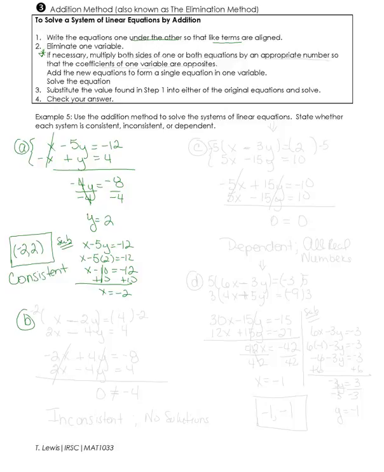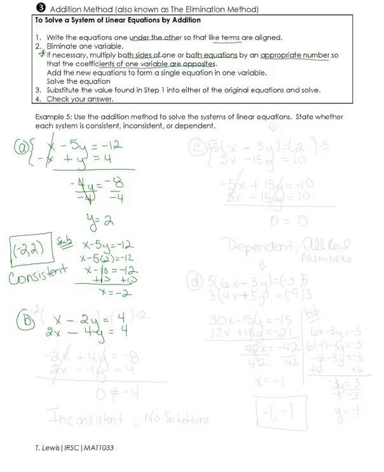Alright, let's look at another example. We have here x minus 2y equals 4, and we have 2x minus 4y is equal to 4. Now we're going to go back to step 2, especially the part that says, if necessary, multiply both sides of one or both equations by an appropriate number so that the coefficients of one variable are opposites.